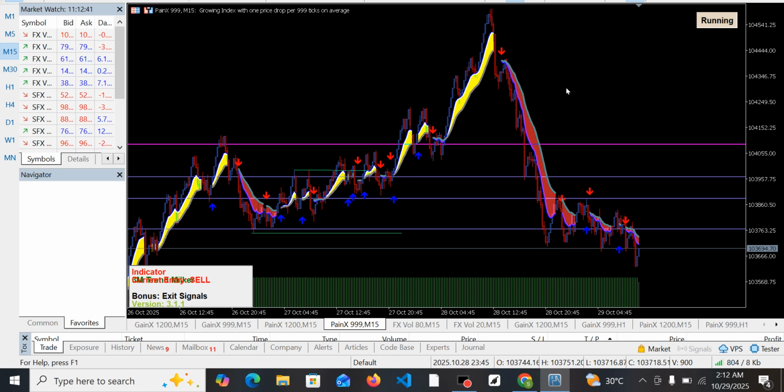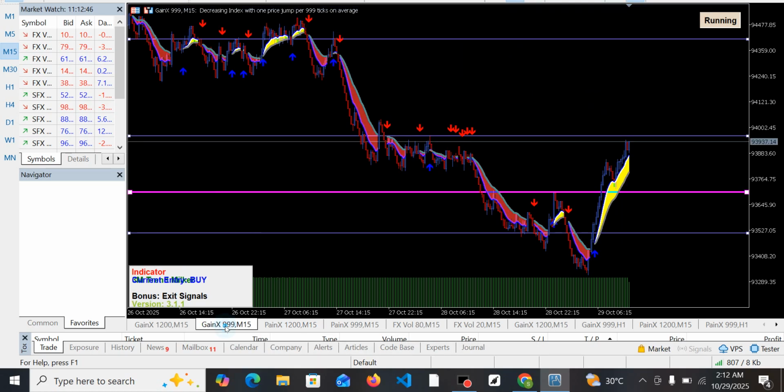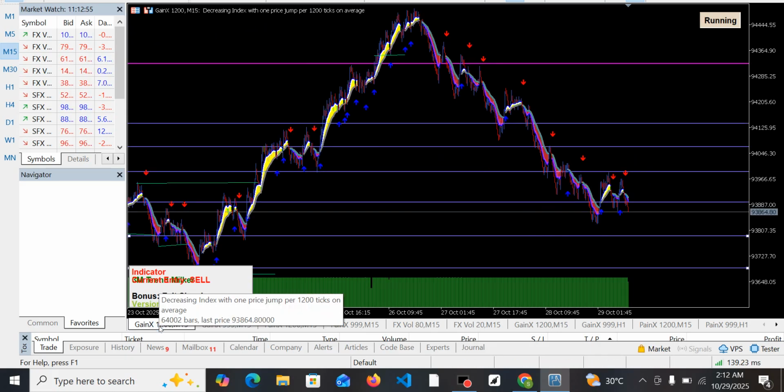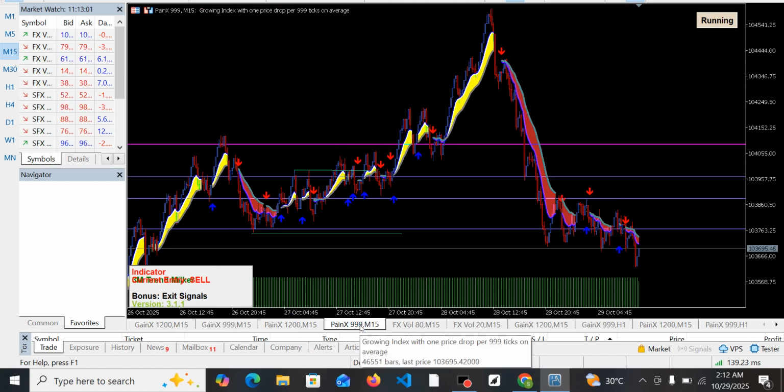Okay, now let's check out the last asset we checked, which was Paynex 1200. We've also checked Gainx 999. You can see Gainx 999 is actually heading towards this now. And of course, we've spoken about Gainx 1200. So it is now time for us to check Paynex 999. This is Paynex 999, another trading activity that we took advantage of.